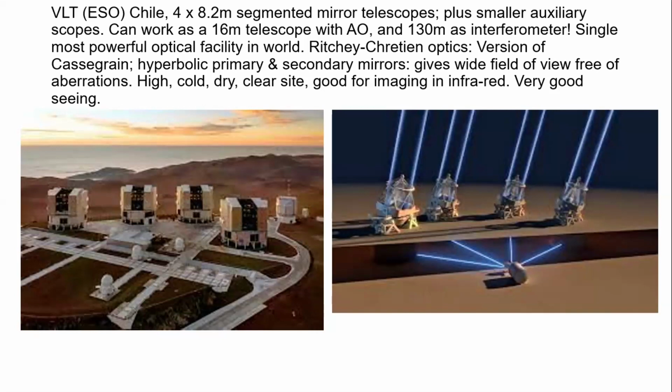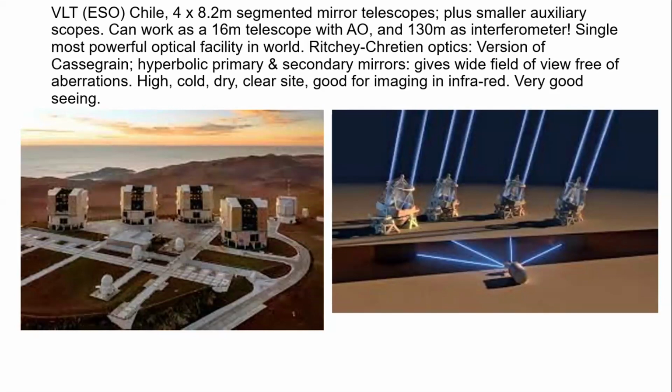8.2 meters diameter each, and they can be used individually. They can be used with the images all combined together, both for light grasp and for interferometry. And there are also these other smaller telescopes which can move on tracks, and that gives you a total interferometric aperture of 130 meters. So basically, with an interferometer, if your 2 mirrors are 100 meters apart, although you don't have the light grasp of a telescope with a 100-meter diameter mirror, you can combine the images from the 2, and that gives you the resolution as if you had a telescope with an aperture of 100 meters.